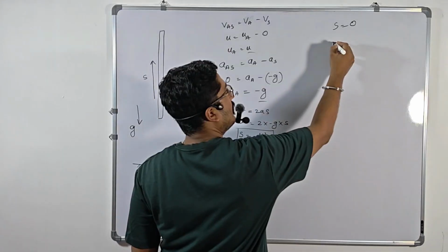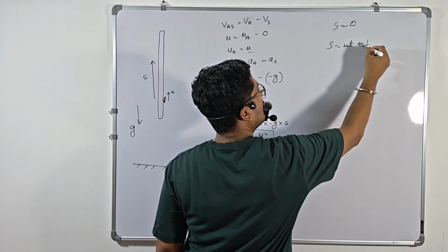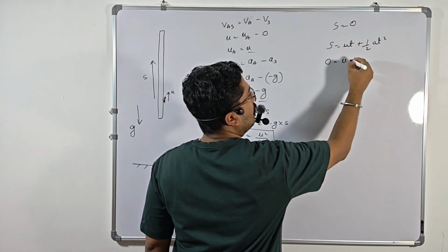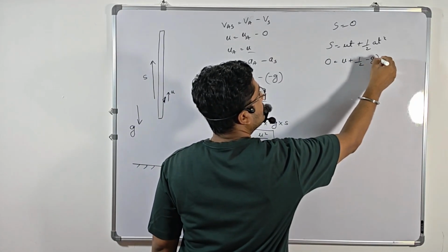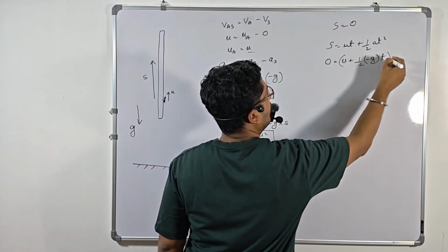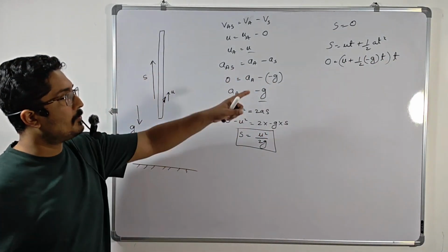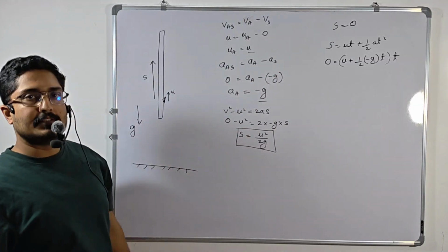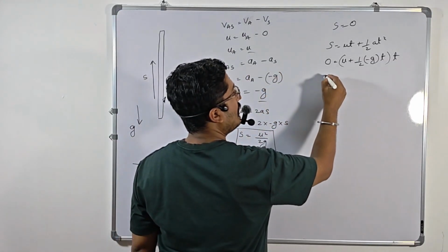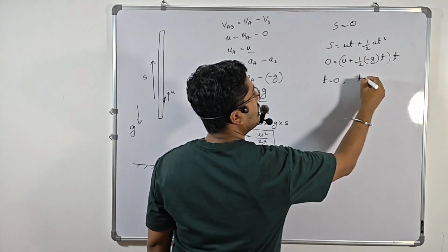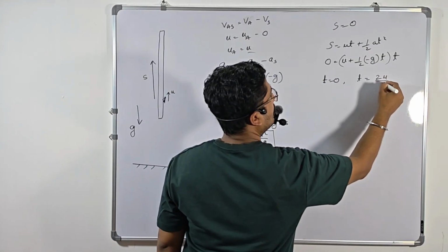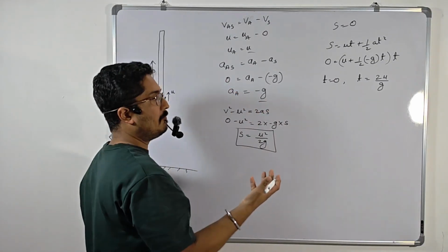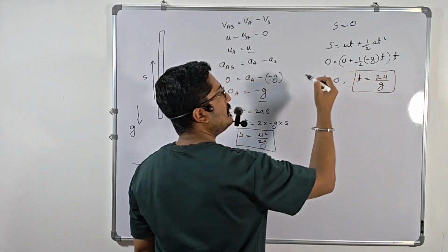So isn't it better to use the formula s equals ut plus half at square? Displacement is zero. I substitute the values: initial velocity u, acceleration minus g, and take the time t out common. So I get two answers: t equal to 0 and t equals 2u by g. t equal to 0 is obviously the initial time, so we should not consider that. The answer for our case would be t equals 2u by g.